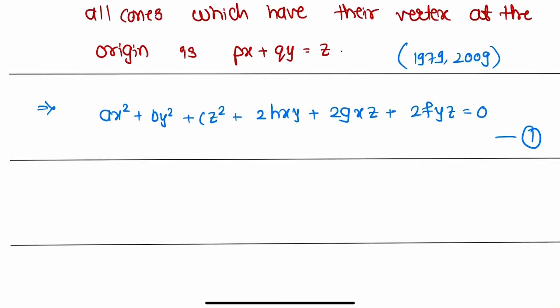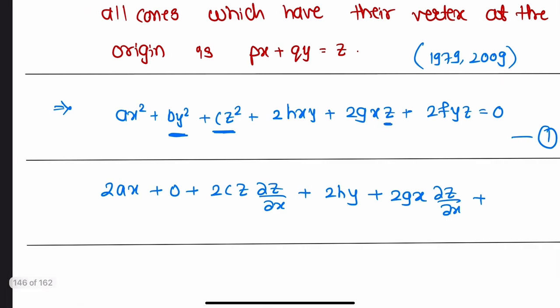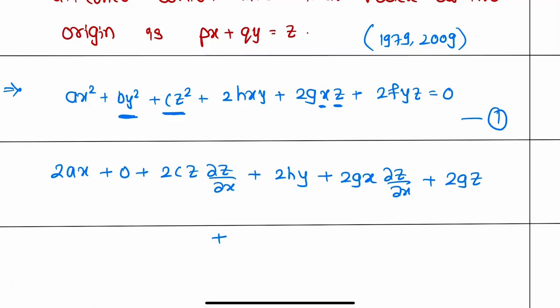Differentiating with respect to x, we have 2ax plus, when we differentiate by square with respect to x, we have 0, plus when we differentiate cz square we get 2cz dou z by dou x, plus here we get 2hy, plus 2gx into dou z by dou x, plus here we differentiate with respect to x treating z as constant, so we get 2gz, plus 2fy into dou z by dou x equals 0.